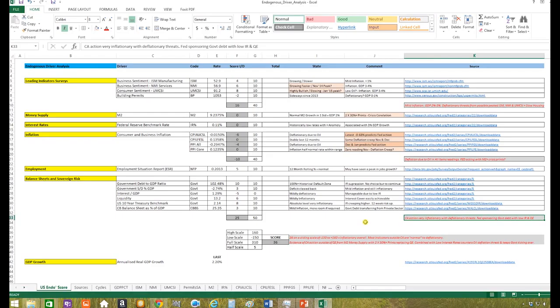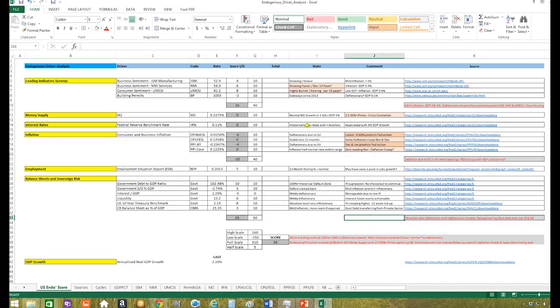When we move on to the next section, when we're looking at balance sheets and sovereign risk, the conclusion we get to is that central authority action overall is extremely inflationary, and there's deflationary threats. The conclusion we also get to is that the Fed is sponsoring government debt with low interest rates and QE. But now the QE program, the last QE program, QE3, has ended 6-7 months ago.